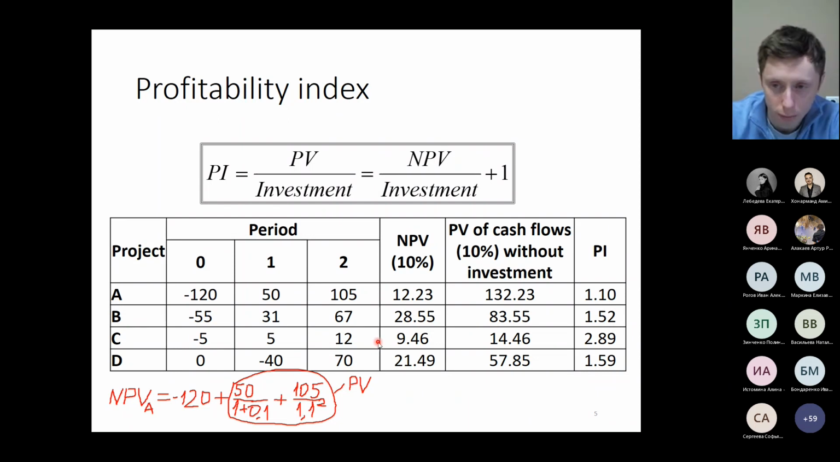And this would be the profitability index that we use in order to estimate the performance of the project. Then we have multiple profitability indexes in place, and the higher the profitability index, the higher would be the return on the investment we made.